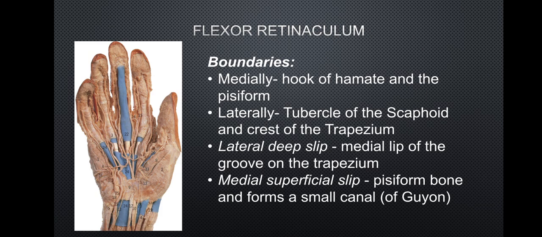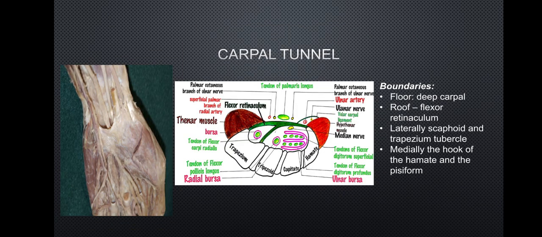Now moving on to the carpal tunnel. The flexor retinaculum, being a strong fibrous band, bridges the anterior concavity of the carpus or the carpal bones and converts it into a tunnel, the so-called carpal tunnel. This is the carpal tunnel that you could see in the picture, and this is the flexor retinaculum, which spans medially to laterally and bridges the carpal bones.